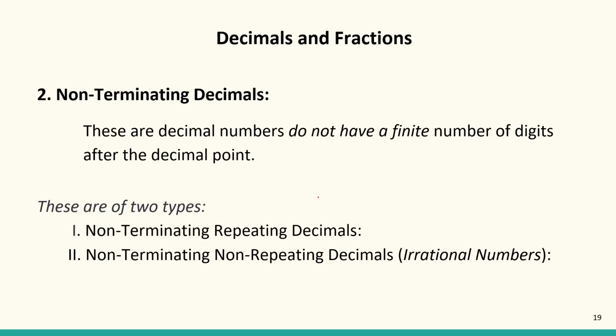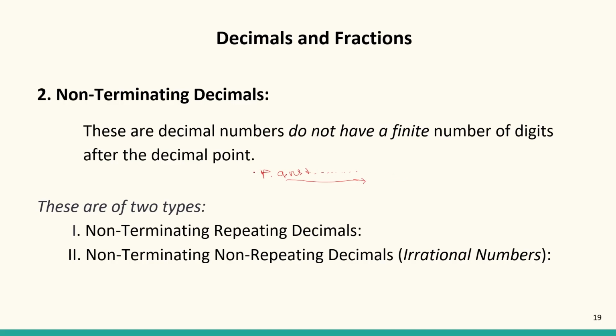So what are non-terminating decimals? These are decimal numbers that do not have a finite number of digits after the decimal point. The number of digits after the decimal point is not finite. Let's say an example, p dot q r s t and so on, so on, so further, so on, that we can't have a finite number of digits down here. The digits are just going on and on and on.